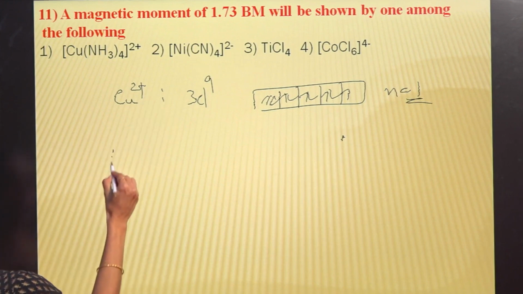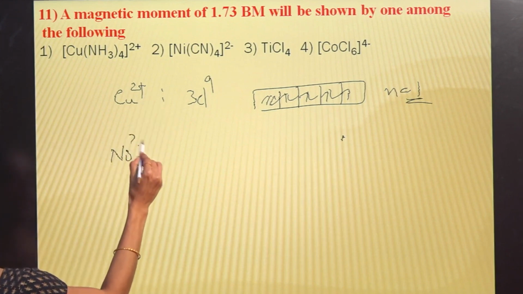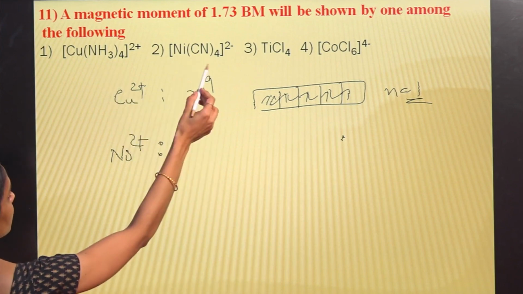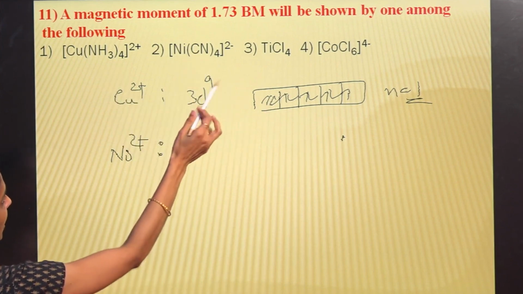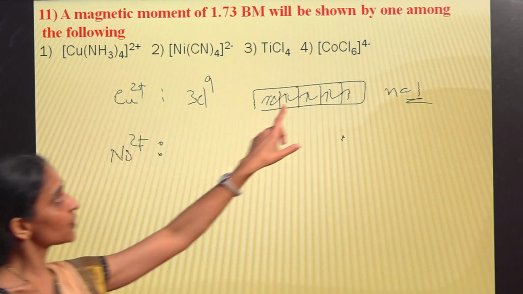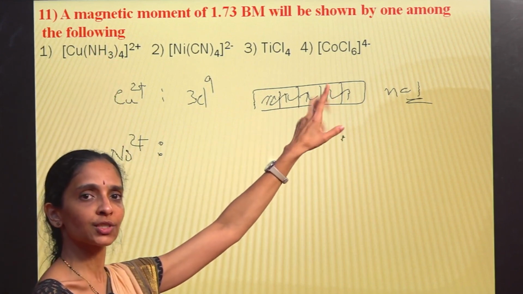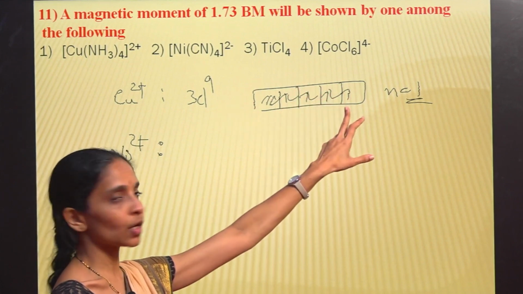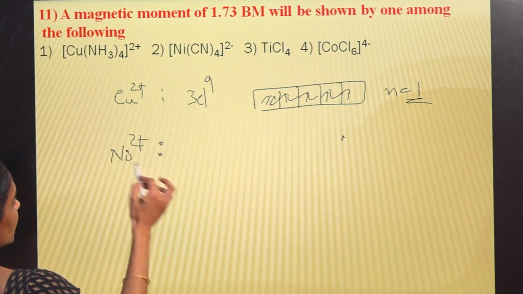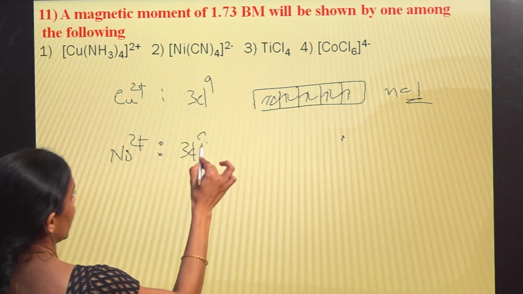The second complex is of Ni2+. See, in the case of 3d9, whether you have weak field ligand or strong field ligand, it doesn't matter. For 3d9 configuration there are no other choices. It is the same configuration. But now you have a choice when it comes to Ni2+ 3d8.